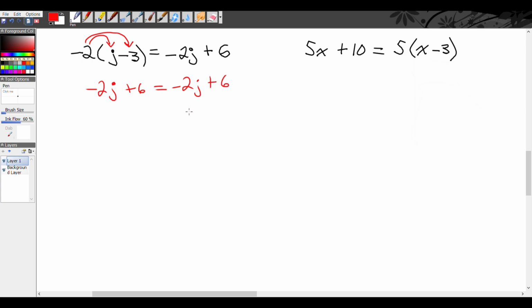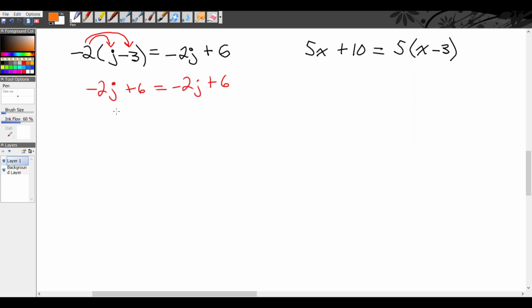And so what you might notice here is both sides of this equation are exactly the same. So if both sides of the equation are exactly the same, think about if you pick a number and substitute it for j, will you ever end up with an untrue statement? Remember, if you substitute a value and you work an equation out, and you end up with the same number on both sides, that's a true statement. So is there any number that you can choose for j that would make this a false statement? Well, let's look at a few.